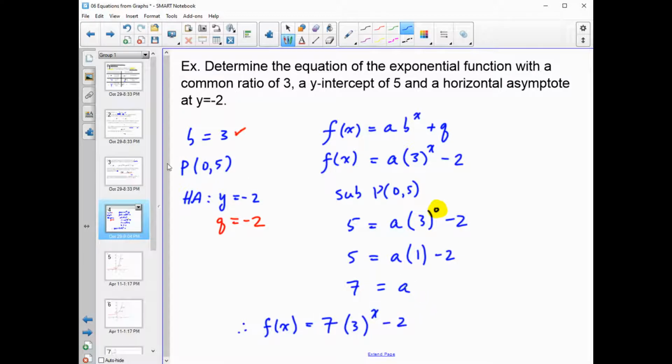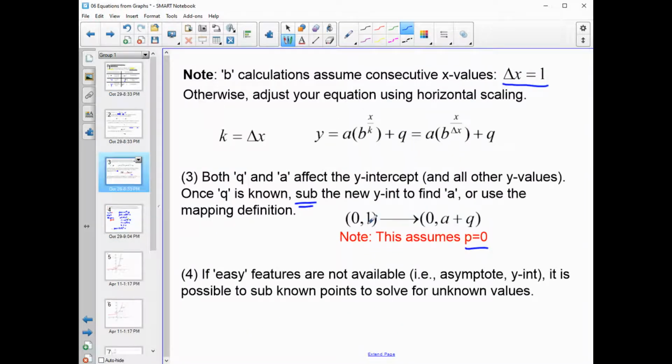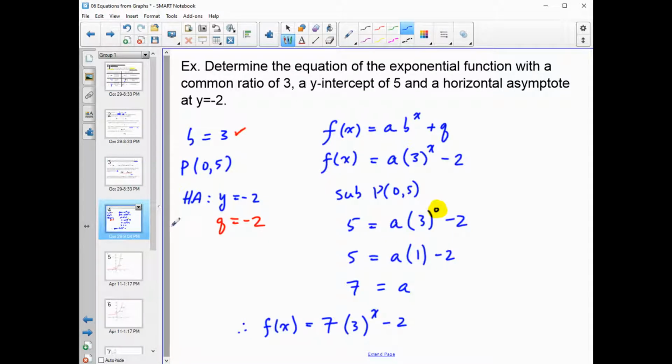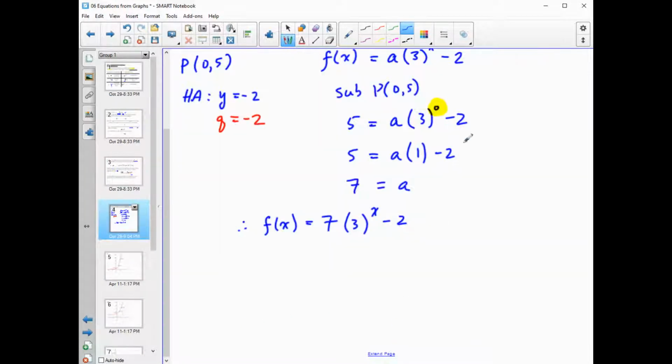Now, I mentioned on a previous page that we can assume the y-intercept has moved from (0, 1) to (0, a + q). I'm only going to make use of that this one time because it's not my preferred approach, but there's no denying that it can be convenient if you remember it.